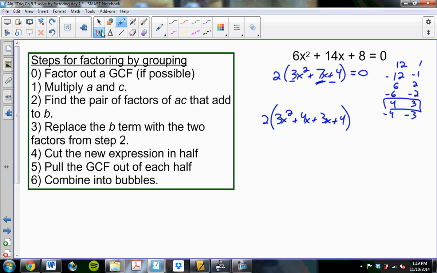Now I can factor the left half. All I can pull out of there is an x. And the right half, all I can pull out is a 1. This is important. I can only pull a 1 out of here, so I pull out a 1. The 1 actually matters because now I have this. Since these bubbles are the same, these two things combine.